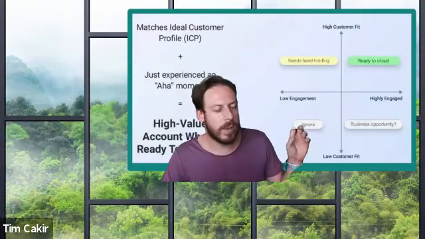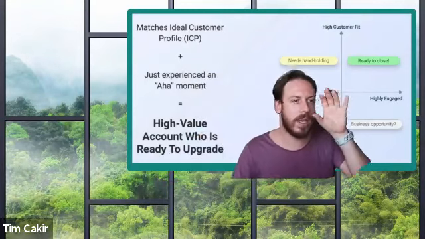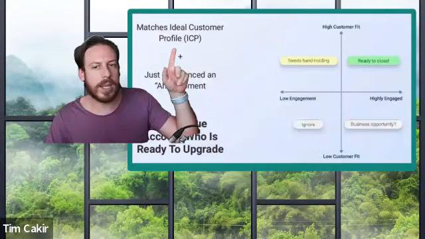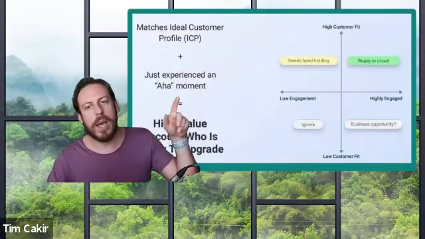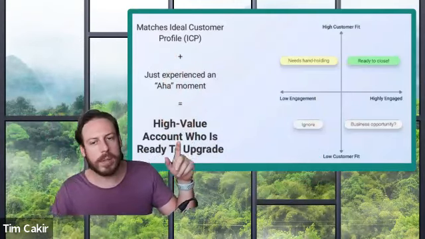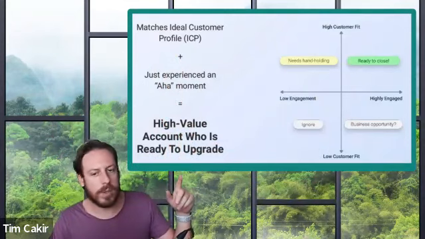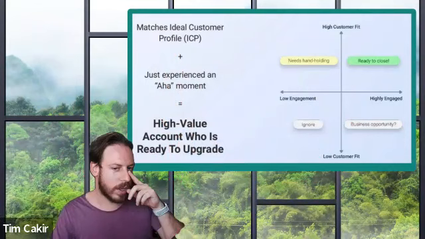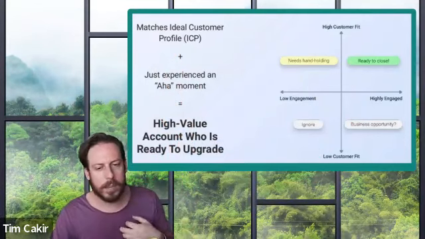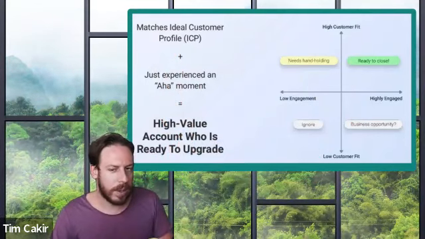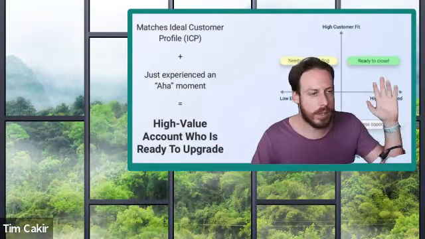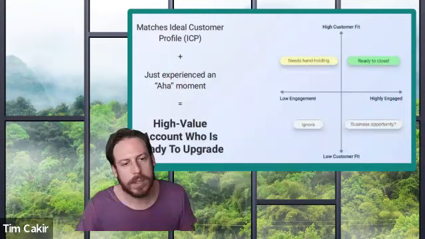And that's the difference. With MQL, SQL, we don't know where they sit here, right? But when we're talking about if they match the ICP, the ideal customer profile, and they've experienced the aha moments, they're a high value account who's ready to upgrade, right? So it's really to prioritize your efforts, because you can tell me, oh, I have 1,000 signups, but how many of them are PQLs? How many of them are ready to close? None. Well, there's a problem in the business, right?